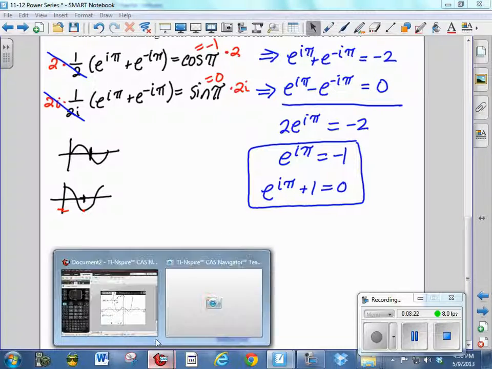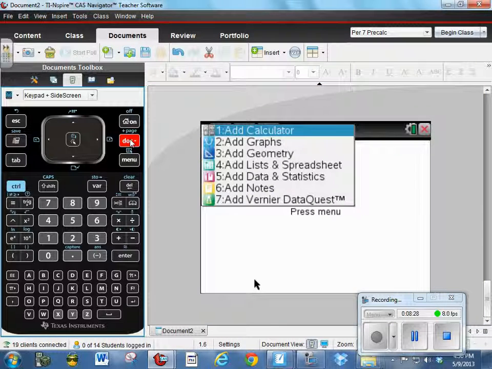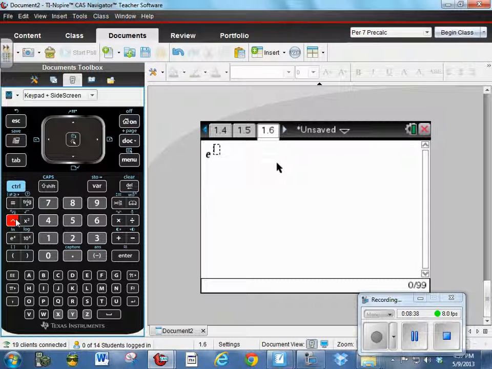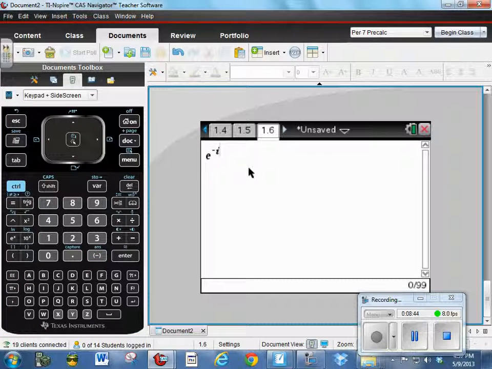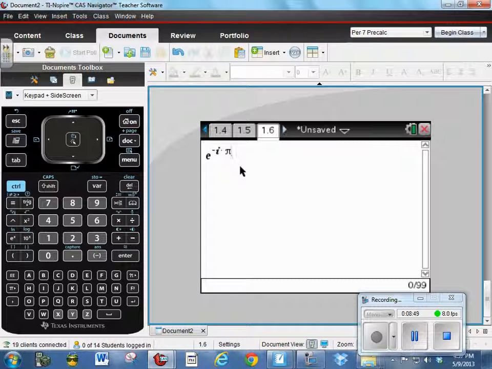If you want me to demonstrate on my calculator, let's go to a new calculator page, add a calculator. Let's do this. We go to our little button e to the, raise it to the power, negative i, so I need to get my imaginary unit here, i times pi, and let's push enter. -1. Pretty creepy, I think. Pretty amazing. I don't know what you want to call it, but this is an astounding thing that is true.